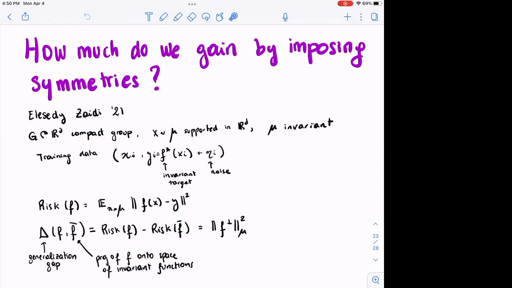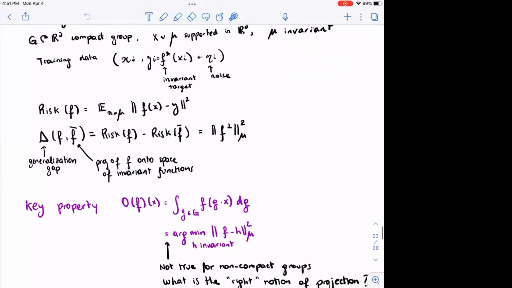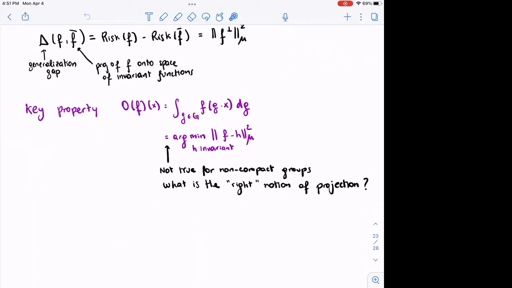And the question is, you have a function that is not scaling invariant. What is the right projection onto the space of scaling invariant functions? There's something that doesn't really match. In the compact group case, you can define this Reynolds operator, which is the projection of f onto the space of invariant functions, by averaging over all the group elements: f of g of x over g, where g is a compact group. So you can do this projection by averaging over the orbit of your group.